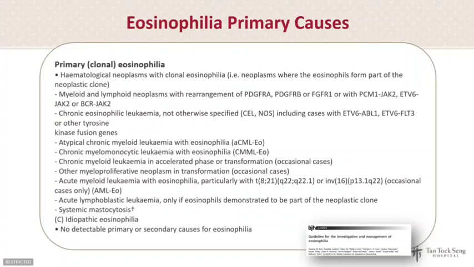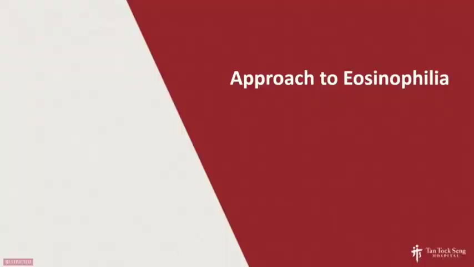If we are talking more of primary causes, these are the list of primary eosinophilia, and most of them are related to hematological malignancy. So, if the clinician believes that the cause of your eosinophilia is more malignancy, then we can refer to your friendly hematologist. But I will actually discuss on the next slides how to guide us with the approach of eosinophilia and when to refer.